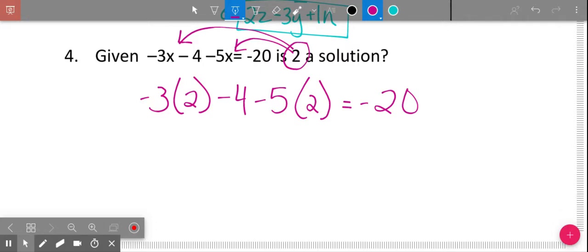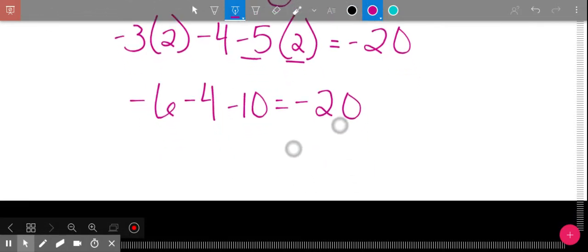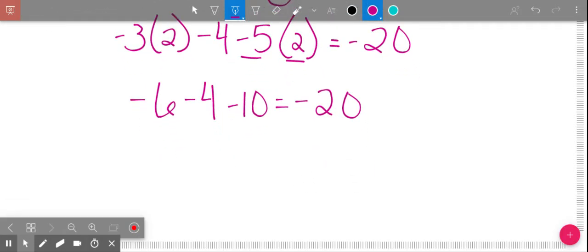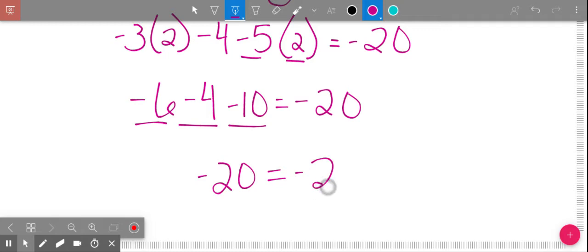So negative 3 times 2 gives me negative 6 minus 4. Negative 5 times 2 gives me negative 10 is equal to negative 20. So now I'm still just simplifying. Negative 6 minus 4 minus 10 gives me negative 20 is equal to negative 20.